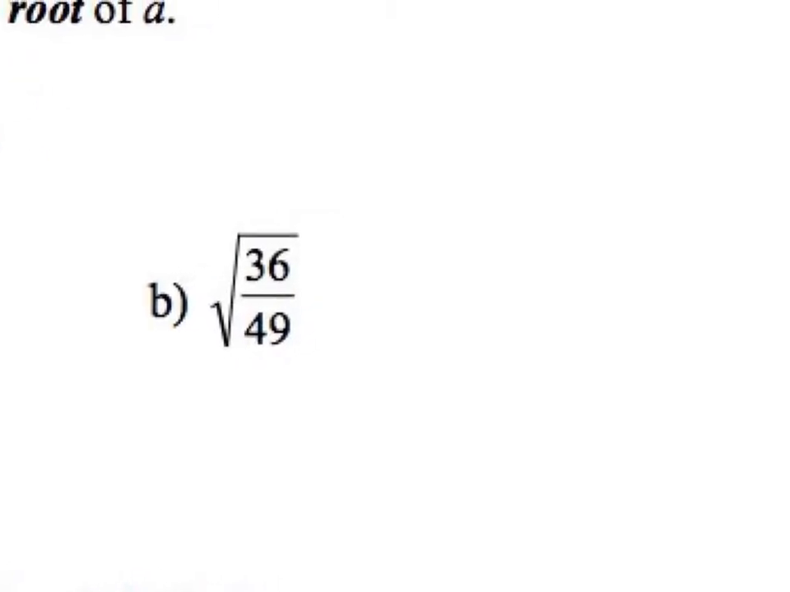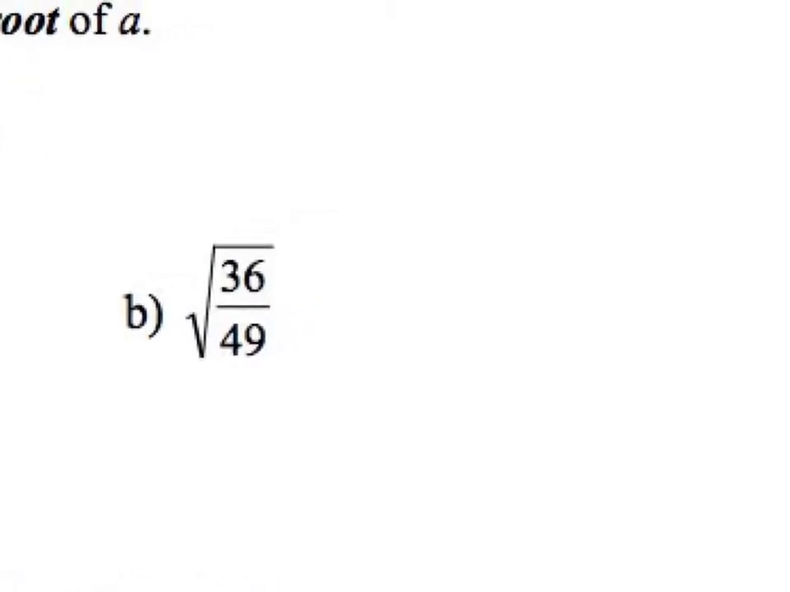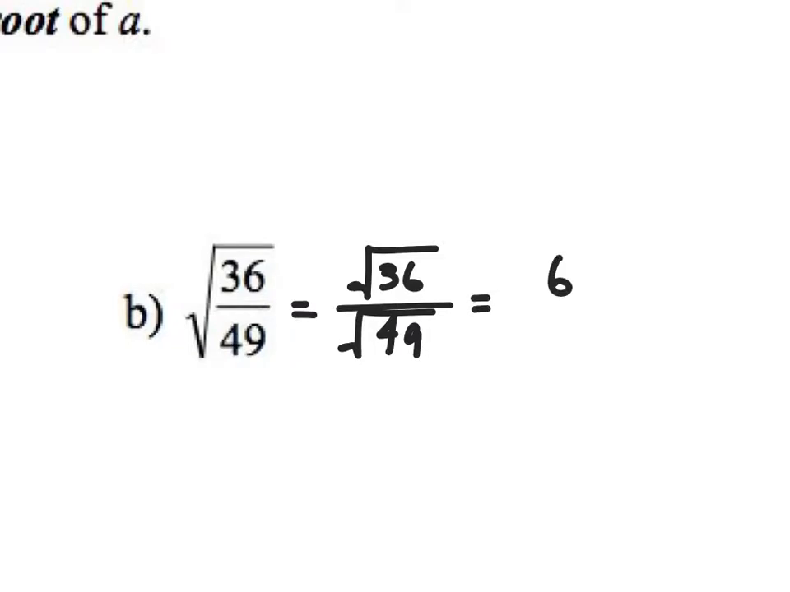On this one, when we have a fraction, what I can do is separate this out into the square root of 36 divided by the square root of 49. The square root of 36, two numbers that multiply to 36 that are the same, is going to be 6. And then the square root of 49, two numbers that multiply to 49 that are the same, is 7. So our answer is 6/7.